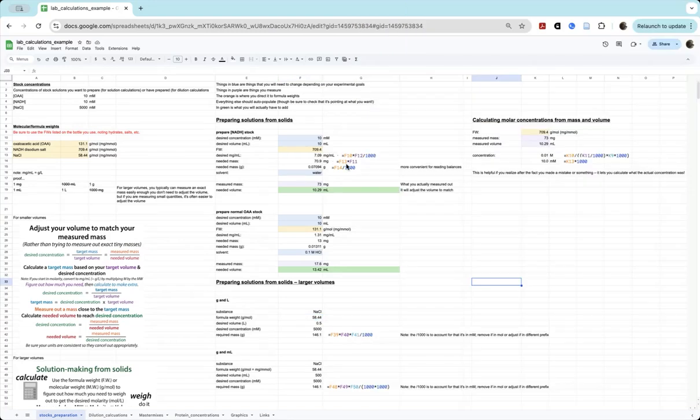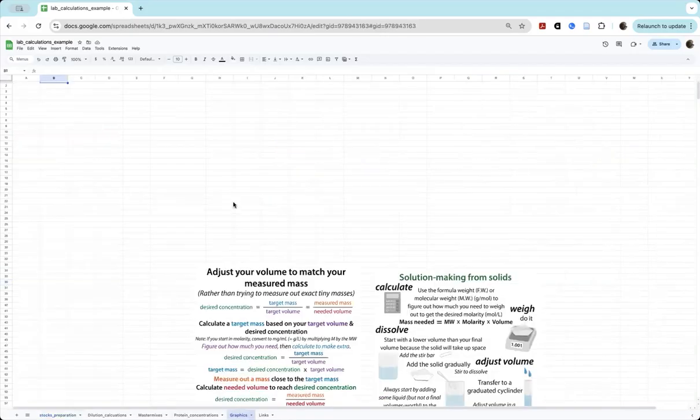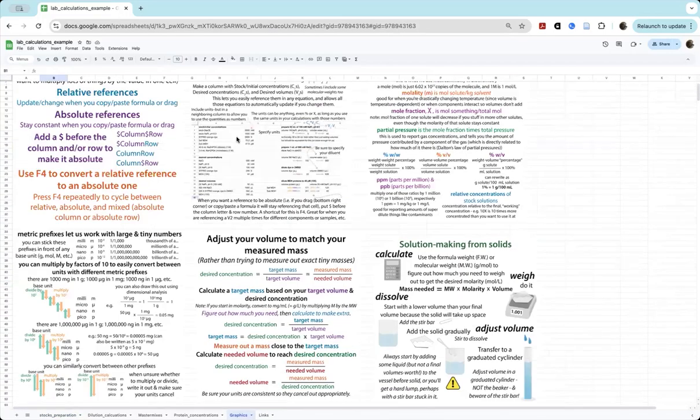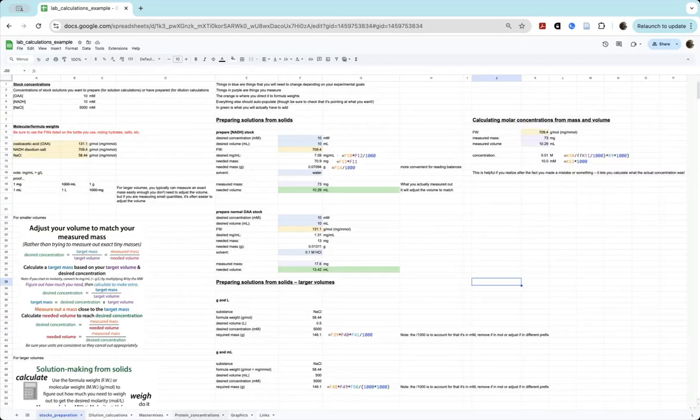So often you're going to have to be figuring out how much of a solid to weigh out in order to make a liquid with a desired molarity. Often we're working in millimolar, and so I have a lot of these things set to be in millimolar. If you want to convert to a different unit, then you just have to go ahead and use unit conversions, multiply, divide by 1,000, that sort of thing. And so again, it's really why it's so important to actually know what's going on behind the scenes, but then to be able to get the computer to do the hard work for you.